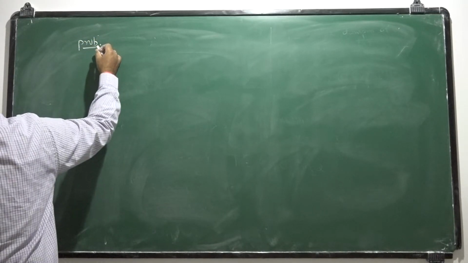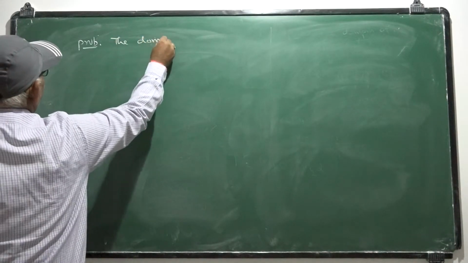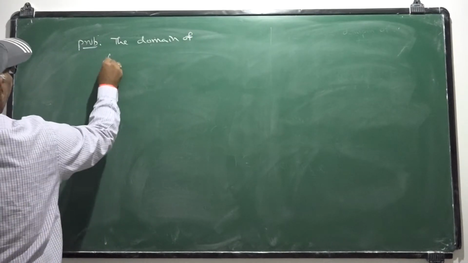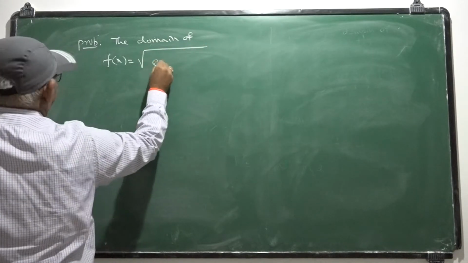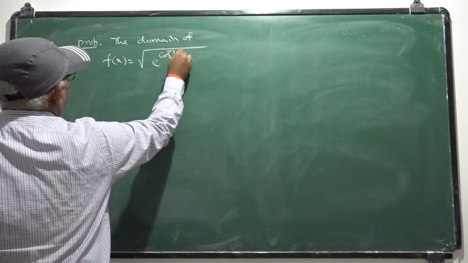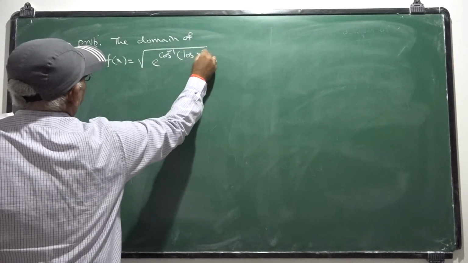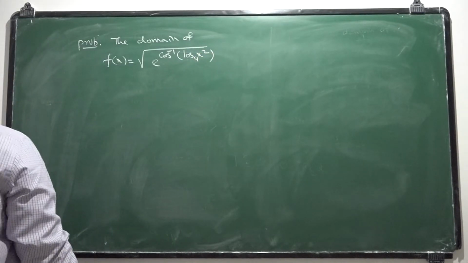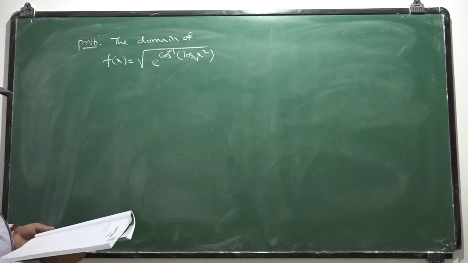The domain of the function f(x) equal to square root of e power cos inverse of log x square to the base 4.